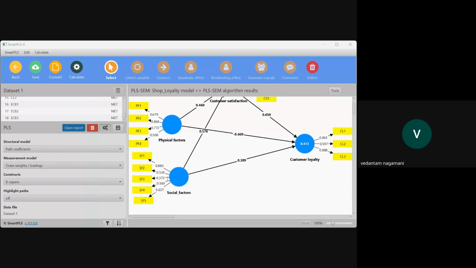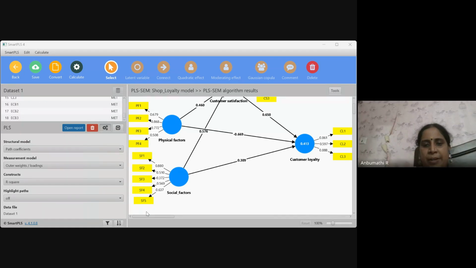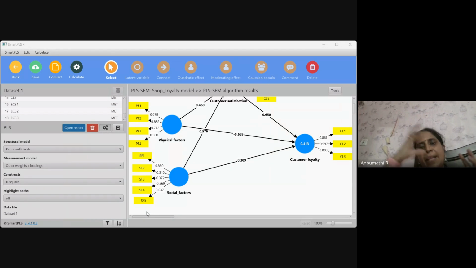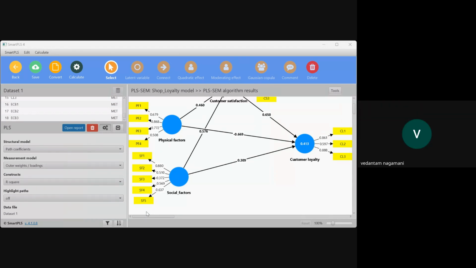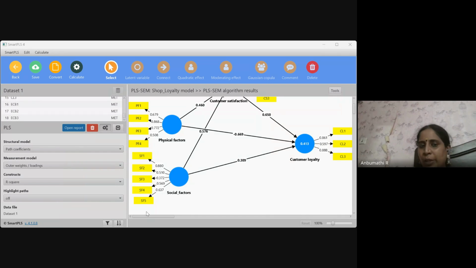Ma'am, then do we have to show the one which we have included and then later say that we have deleted it and the values got changed? Do we have to show all the diagrams? No, that's not required. You have to reproduce only the final one. That's completely perfect.